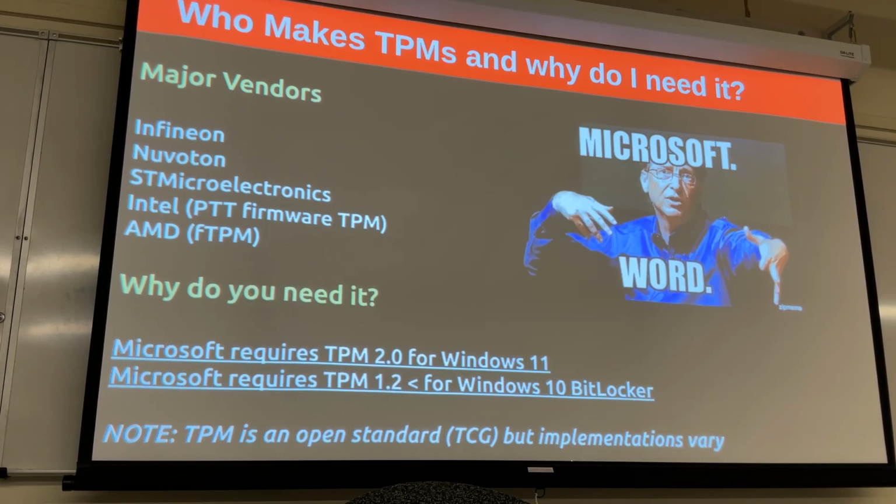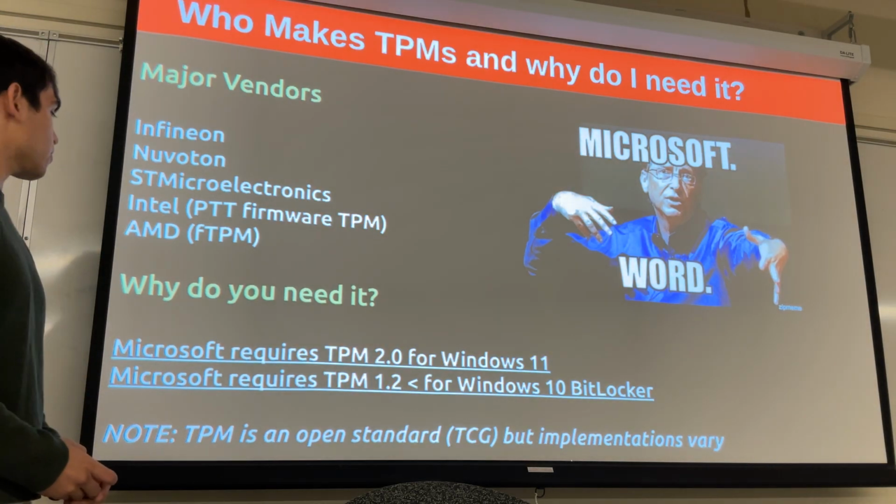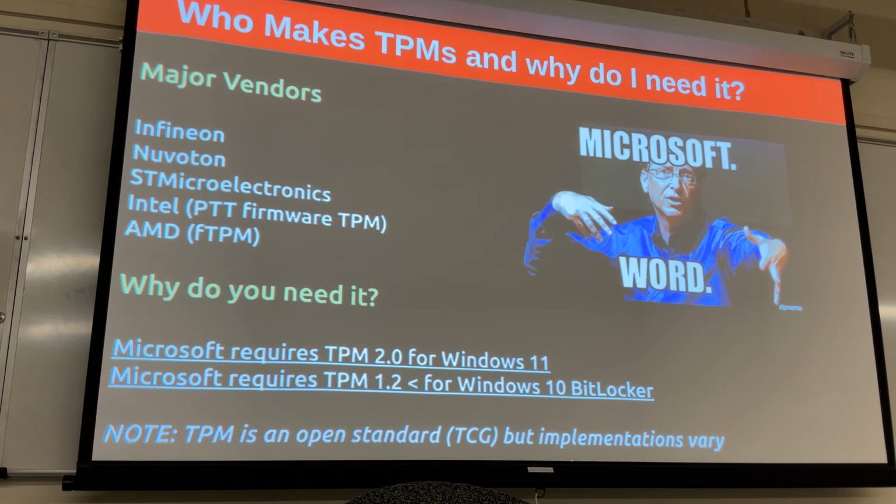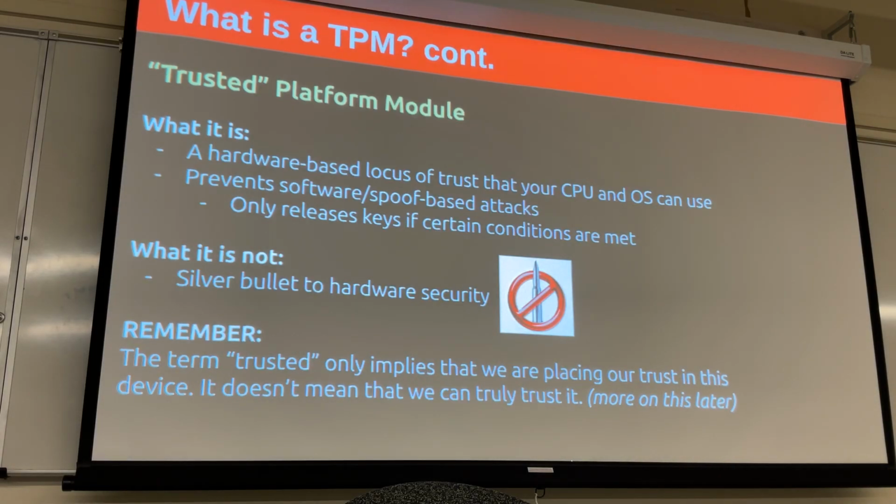Again, why do you need it? Well, like I talked about, Microsoft requires TPM 2.0 for Windows 11. And for Windows 10, they require TPM 1.2 or later for the BitLocker keys, and you can also have TPM 2.0 for that. Yeah, so that's kind of why you need it. Most people use Windows. I mean, at least enterprise does.